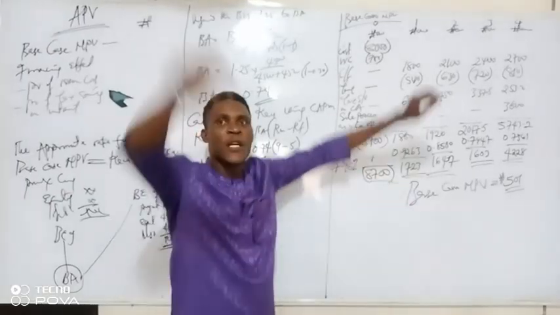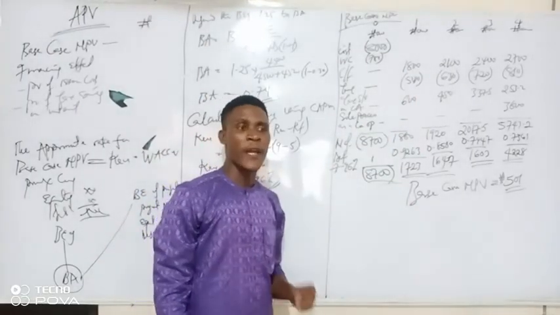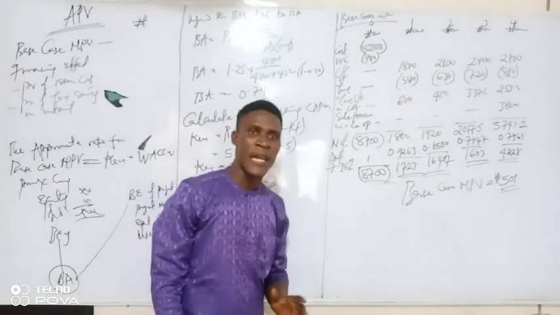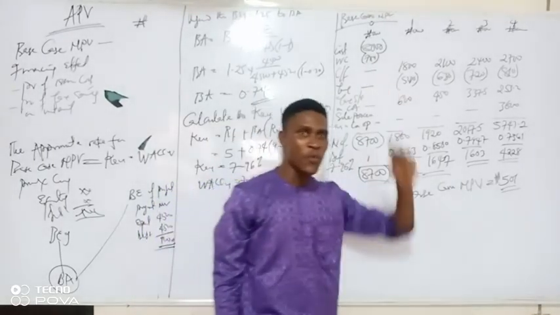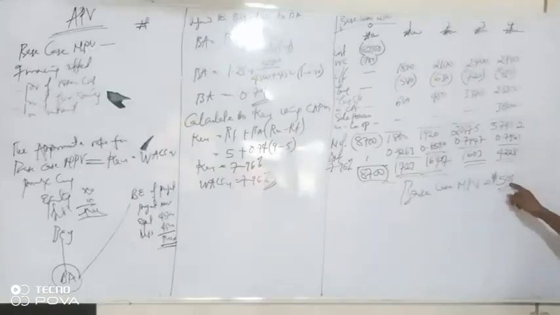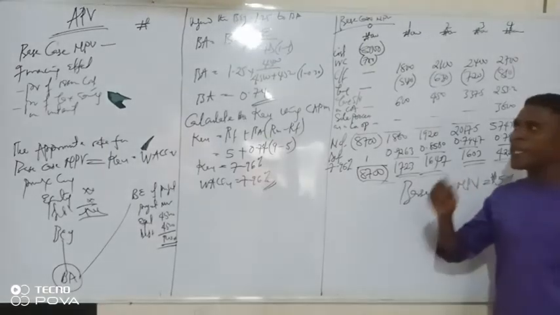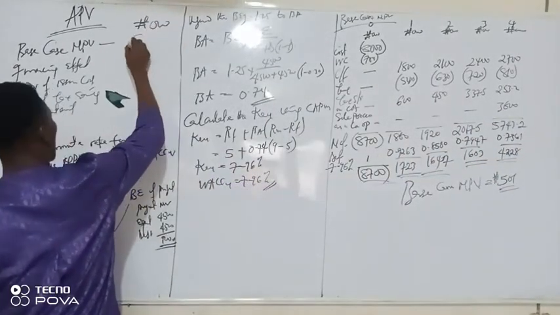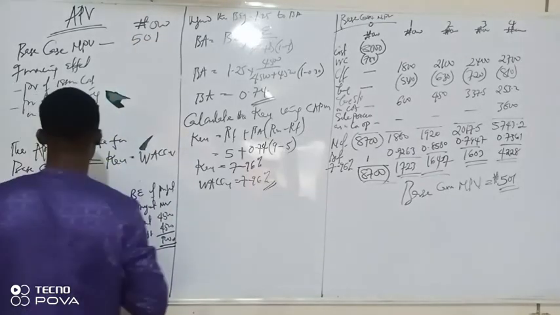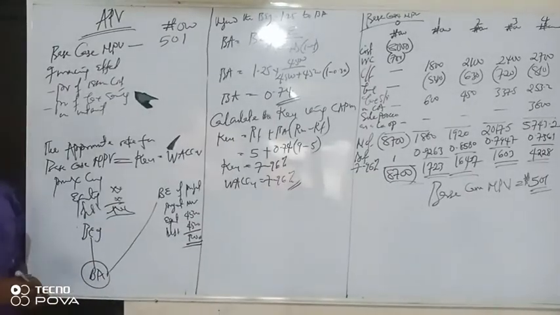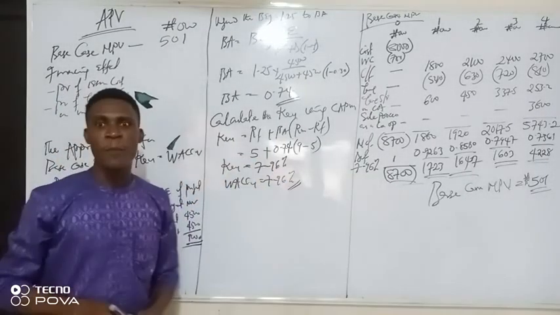Don't forget what we are looking for here. We are looking for APV. We have successfully completed our first variable, the base case NPV, which is 501. So we keep it there. Everything is down, right? 501. So let's now go to our financial plan. Number one is the PV of issue cost.